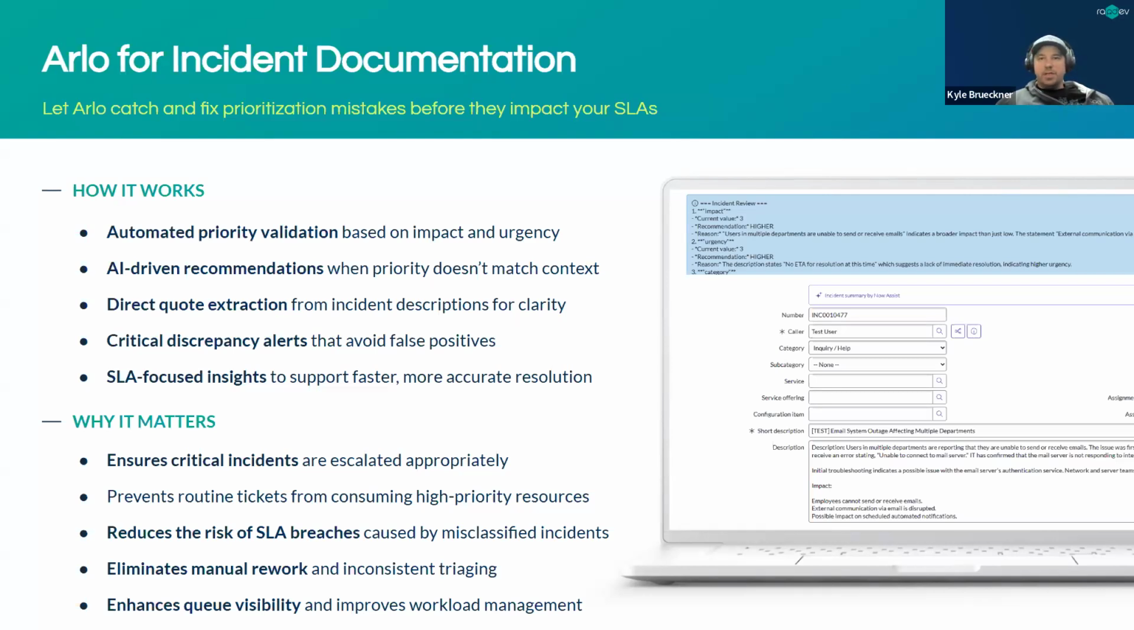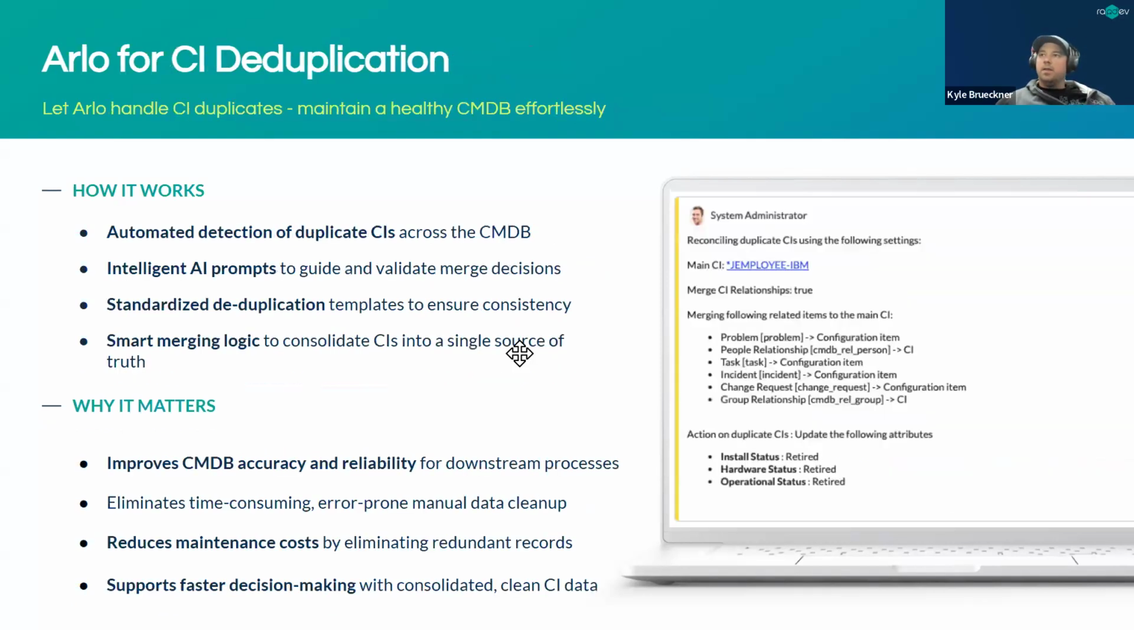So if the priority is out of whack or the urgency isn't set correctly, it can give those sorts of recommendations to make sure that the incident itself is in the right state, the right severity, so that it gets the right eyes on it and potentially the right SLA to keep the business going. The next one that we've built is Arlo for CI deduplication.